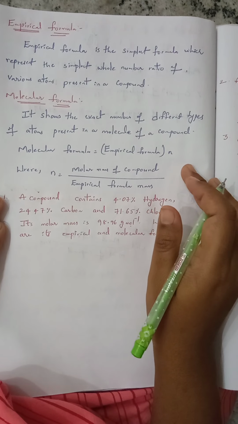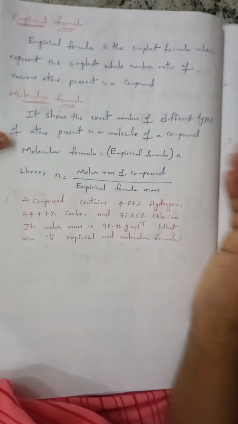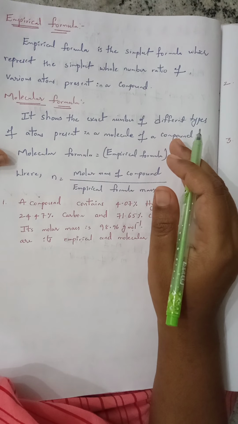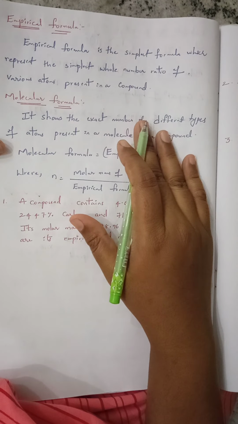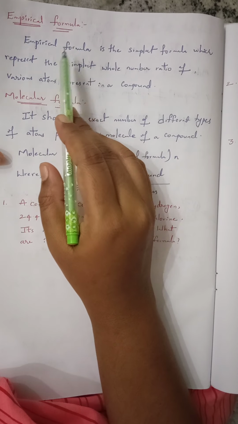Now we'll see the next concept of this chapter, that is empirical formula and molecular formula. Based on this, you will compulsorily get a numerical problem for 3 marks from this concept. First we want to see what the empirical and molecular formulas are.